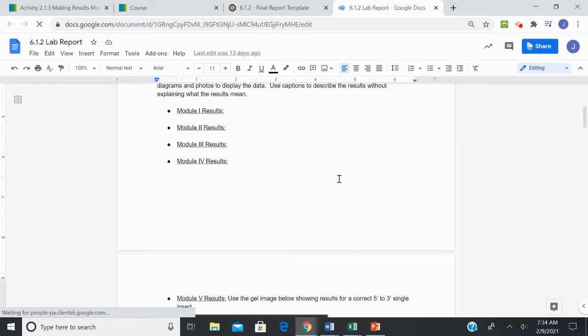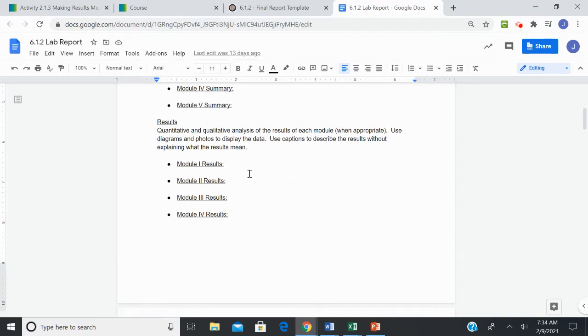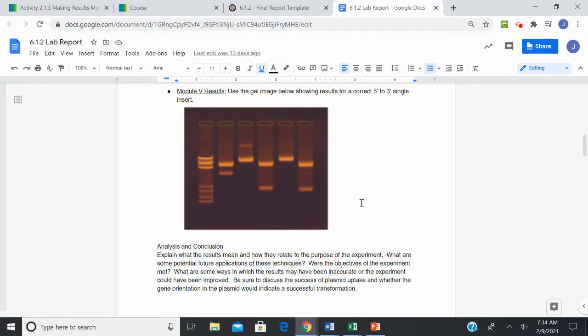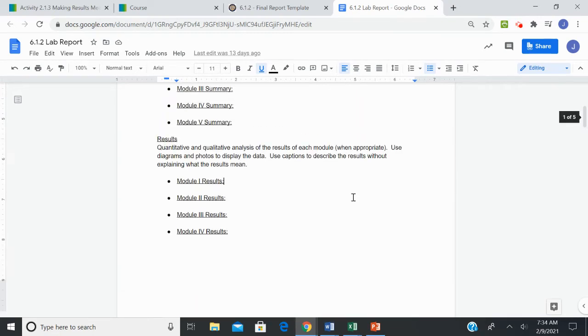As far as results go, you're not going to have a lot of results to talk about in Module 2, 3, or 4. The main results are Module 1, talking about the gel analysis, proving that ligation happened, and then Module 5, talking about what these results specifically mean. And remember, in the results section, you're not really interpreting the results. You're objectively stating what they are.